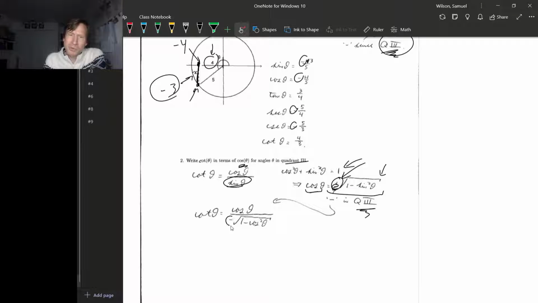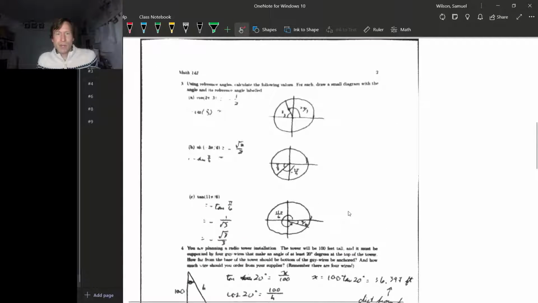Some people were missing this minus sign, some people just left it like this. Another popular mistake was just to make algebra mistakes when doing this computation. So be careful about your algebra and check what quadrant you're in.